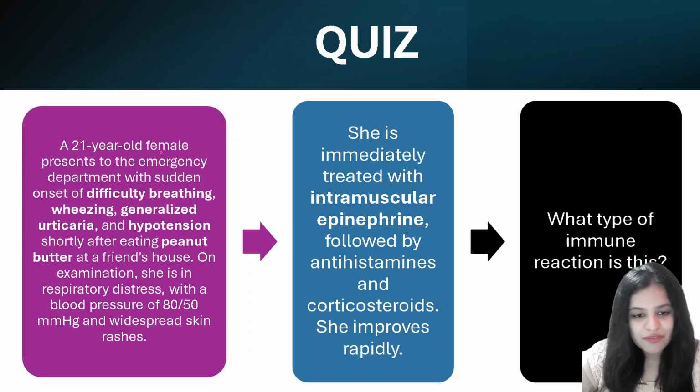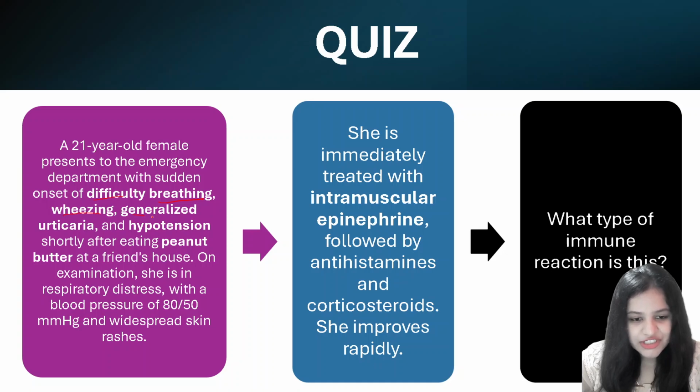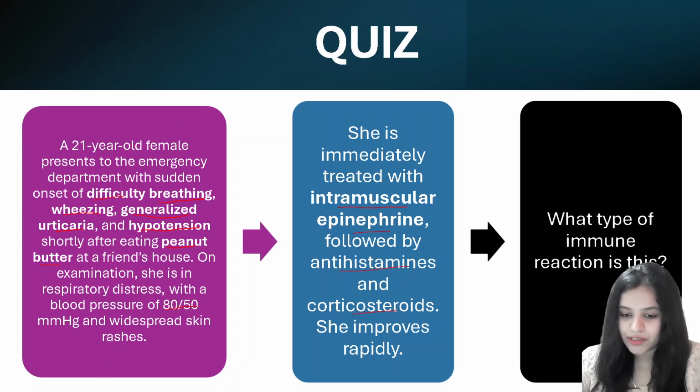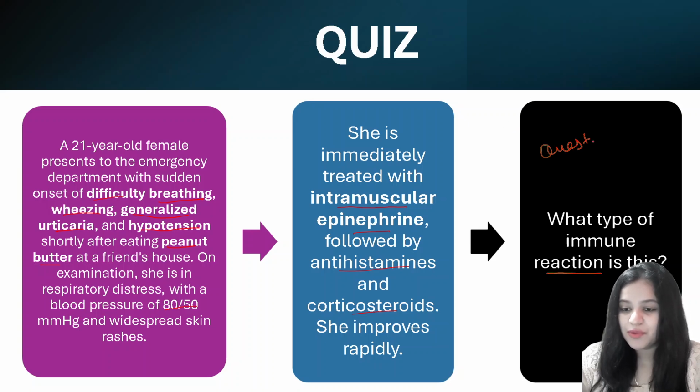A 21-year-old female presents to the emergency department with sudden onset of difficulty in breathing, wheezing, generalized urticaria and hypotension shortly after eating peanut butter at a friend's house. On examination, she is in respiratory distress with a blood pressure of 80 by 50 mmHg and widespread skin rash. She is immediately treated with intramuscular epinephrine followed by antihistamines and corticosteroids. She improves rapidly. What type of immune reaction is this?